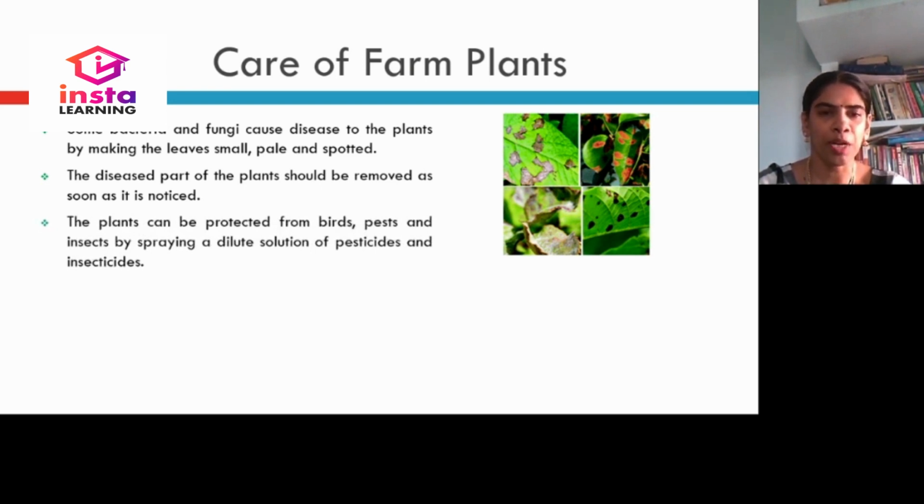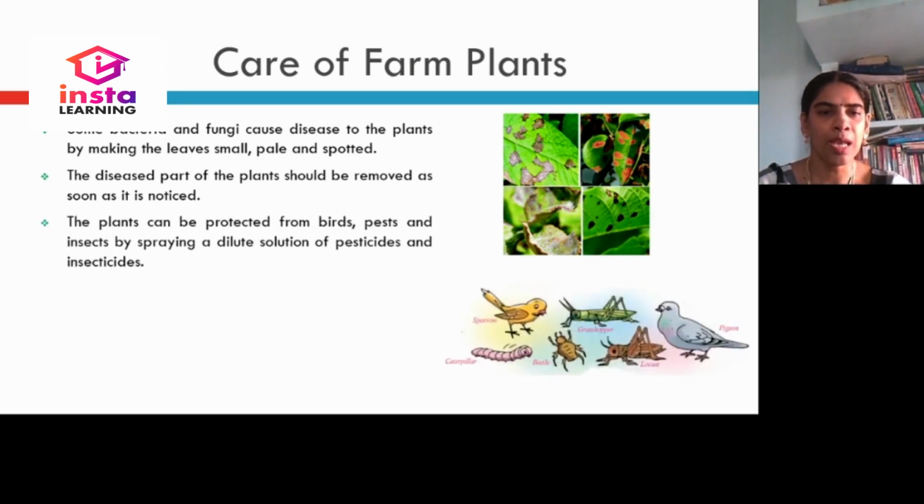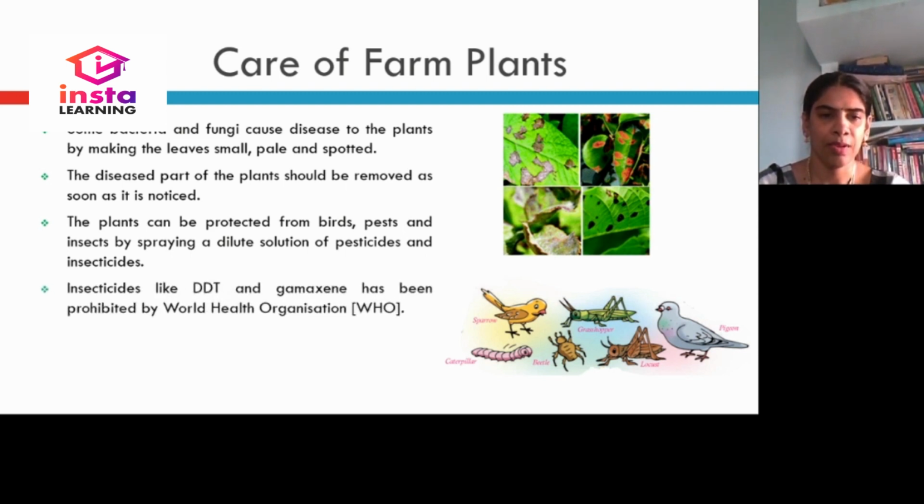The plants can be protected from birds, pests and insects by spraying a dilute solution of pesticides and insecticides. Insecticides like DDT and Gammexane have been prohibited by WHO, the World Health Organization. We can build a strong fence to keep cows, goats, etc. away from the crop.